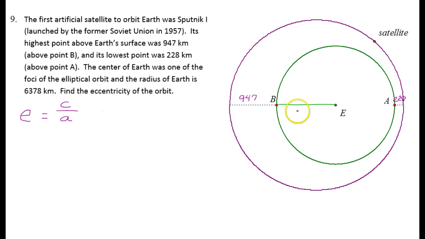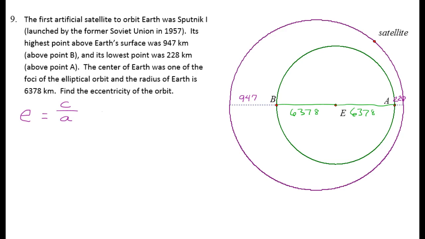Okay, so this is 6,378. All right, and this is another 6,378. Okay, so now we're getting somewhere. So let's find the length of the major axis here.